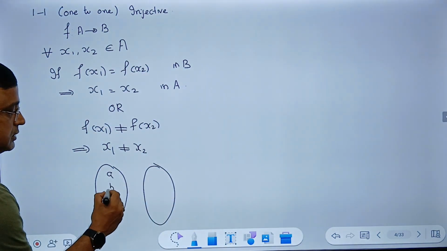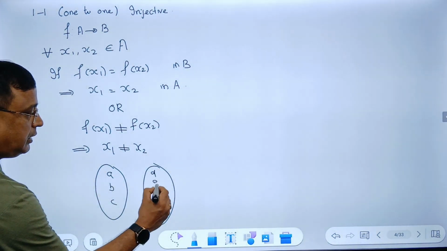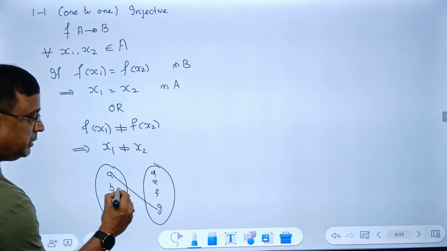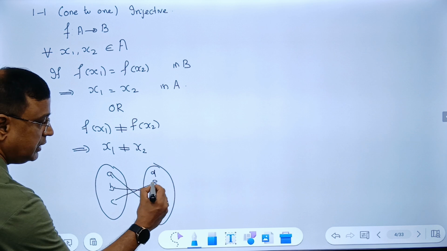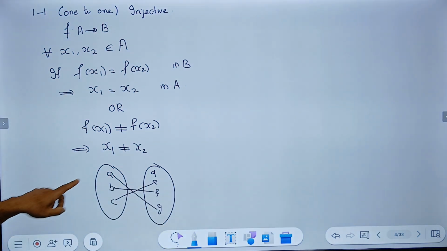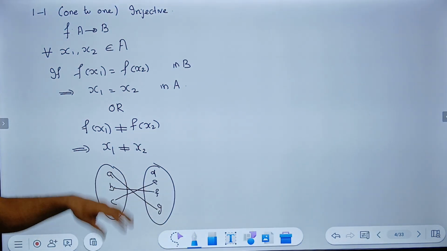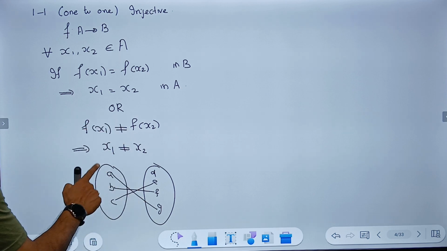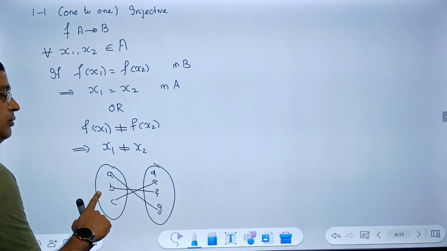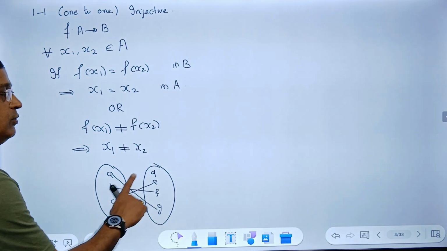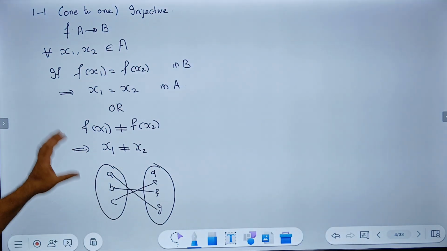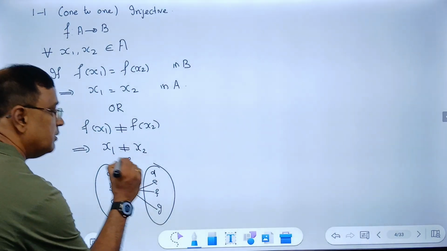A, B, C, D, E, F, G. A goes to G, B goes to F, C goes to E. You see, in a 1 to 1 function, an element in the codomain can be left out. Now A goes to only one element, B goes to only one element, C goes to only one element.